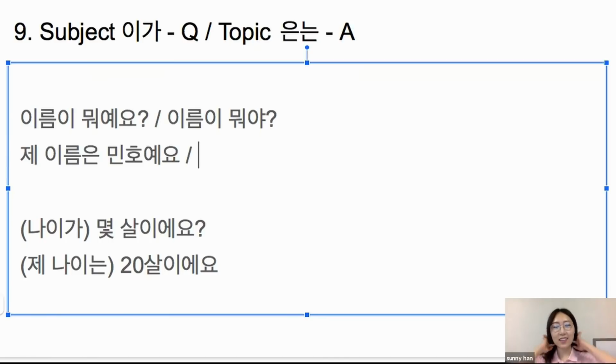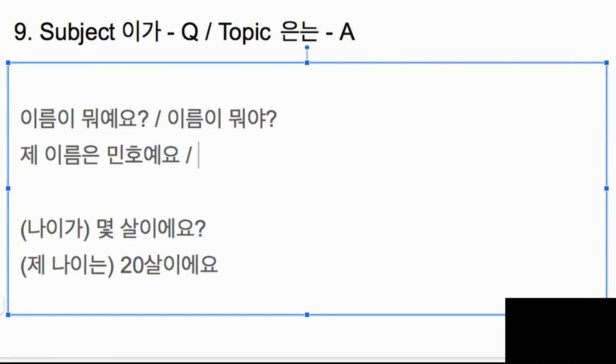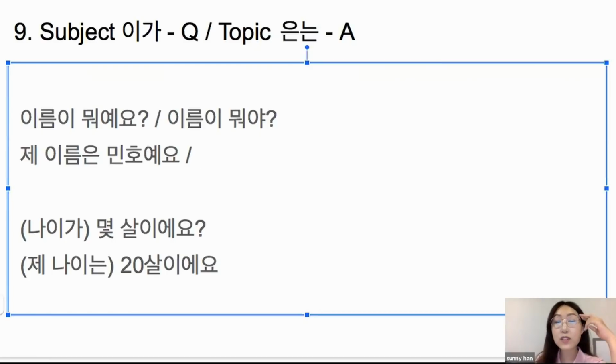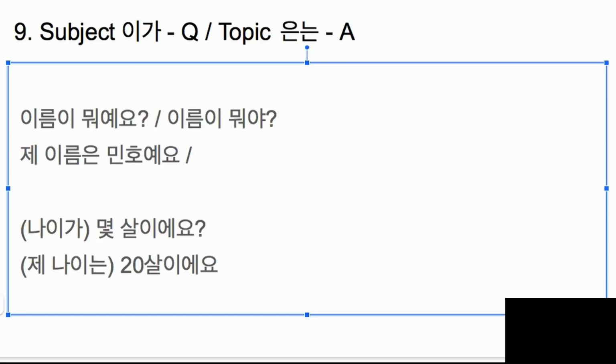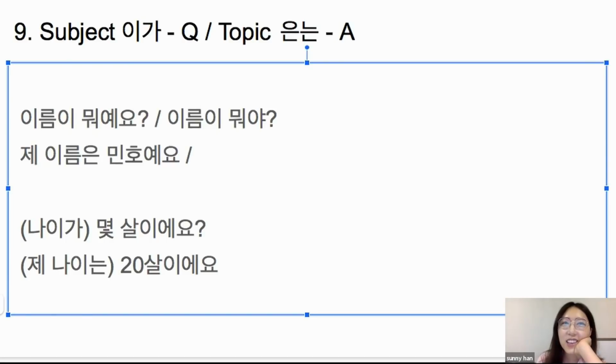Sam asks, can we say 뭔데? 이름이 뭔데? Can you ask me one more time? Yes, we can say 이름이 뭔데? But it sounds a little bit like 너 이름이 뭔데? Right? You wanted to say 너 이름이 뭔데?